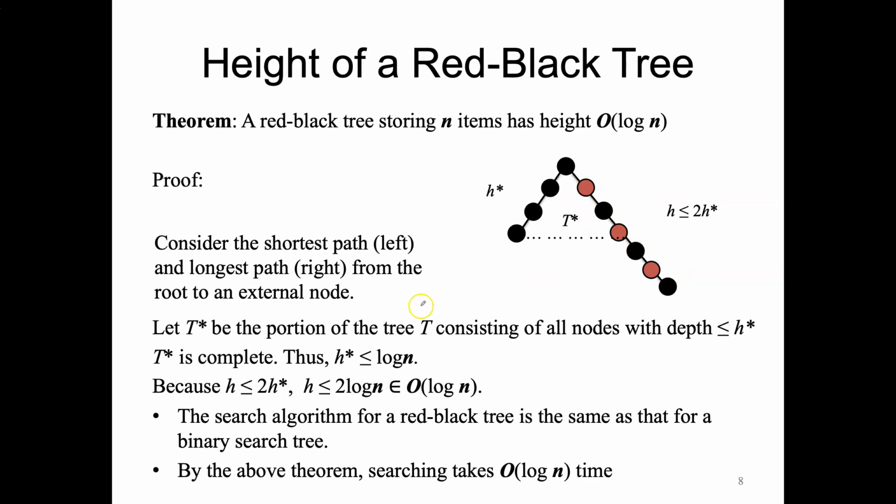So we know that the length of this shorter path is at most log n, and we know that the length of this longer path is no more than 2 times this, so our total is 2 log n. So the height of any red-black tree is big O of log n. This will be particularly important later when we talk about the running time of algorithms that work on a red-black tree. So we can always guarantee the height of a red-black tree is log n.